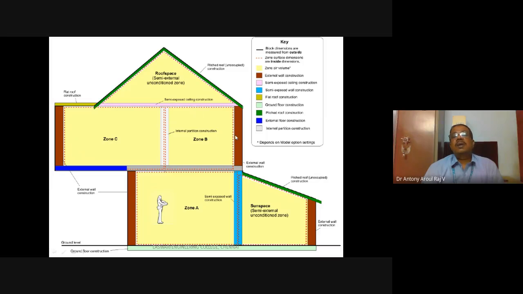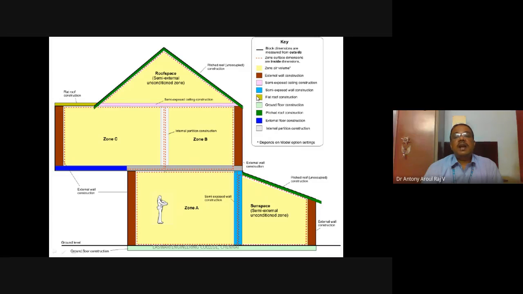And what we call external wall construction should be exposed to solar. Here you can see it is exposed to solar. So that is called external wall construction. Semi-exposed wall construction: this one is semi-exposed. It is not totally exposed. And we have semi-exposed ceiling construction. Here you can see this is semi-exposed ceiling construction, and semi-exposed wall construction. It is not exposed to solar radiation, but it is not interior either. It is not like a partition like this. That's why it's called semi-exposed.